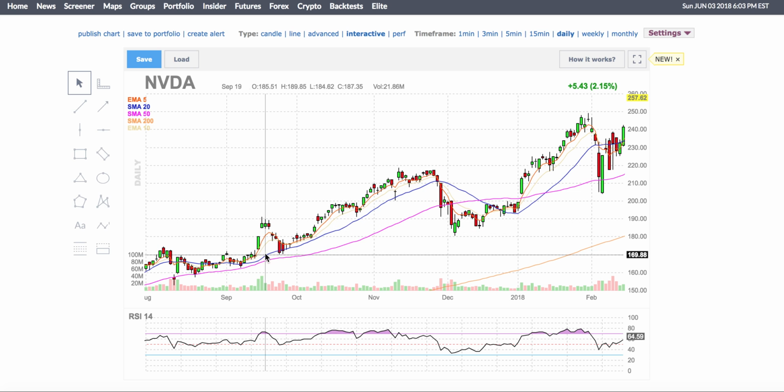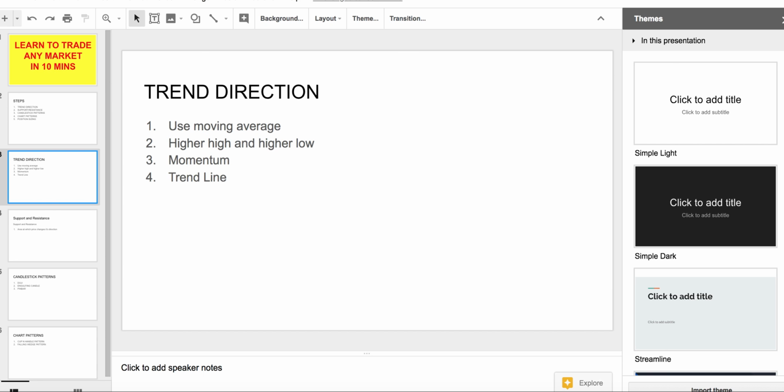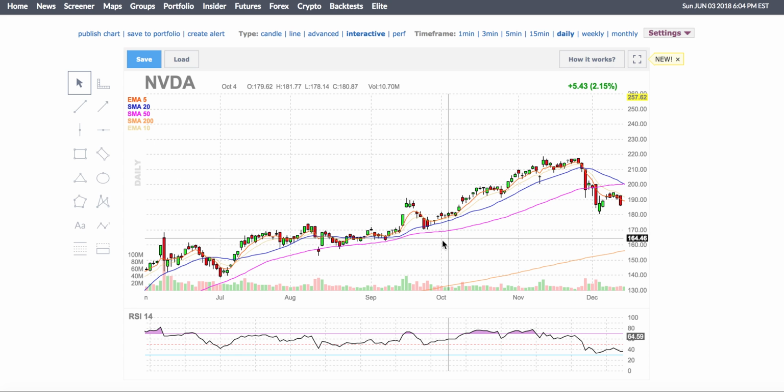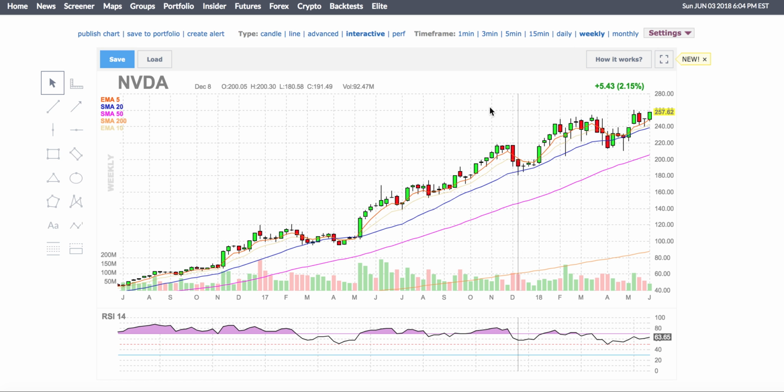So as long as the stock is above the 20-day moving average, I want to be trading the stock on the long side. So that's one way to use the moving averages. The next way you can take a look at is the higher highs and higher lows. When we take a look at this particular stock, NVIDIA, running a weekly chart makes it a lot easier.